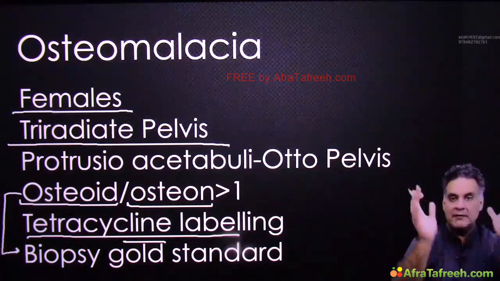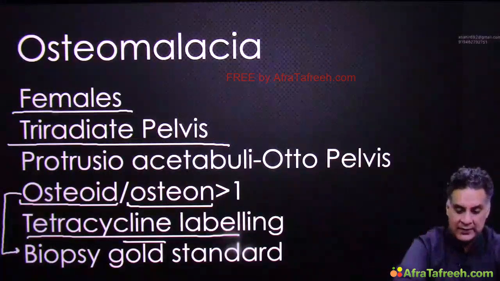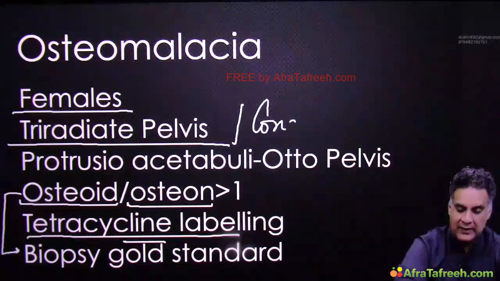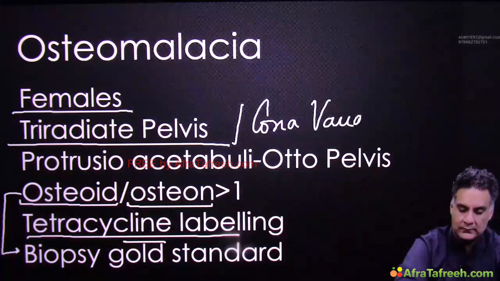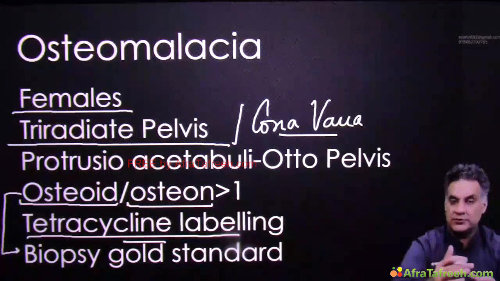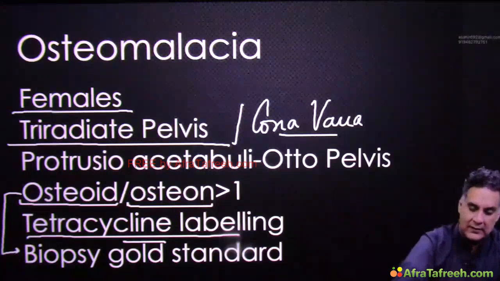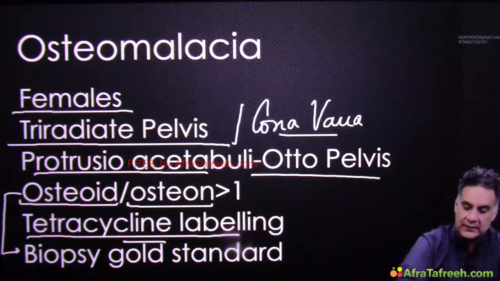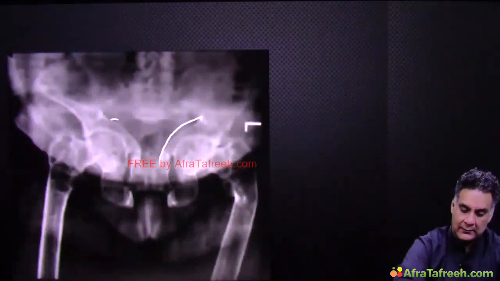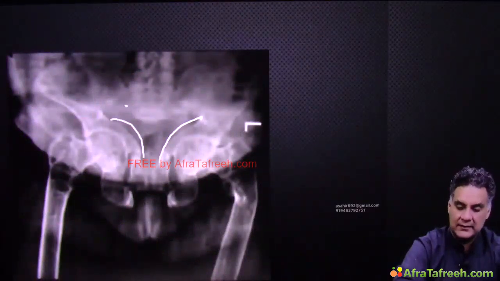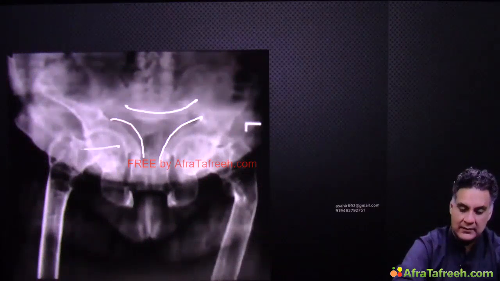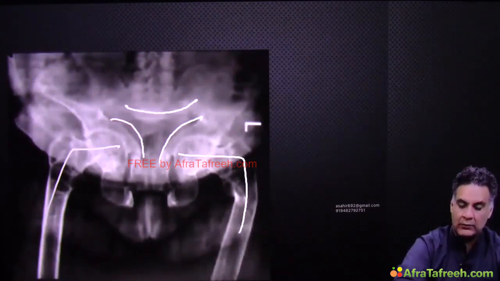Triradiate pelvis: the pelvic inlet appears like a triangular shape. There is coxa vara. The acetabulum is pushed inside because it's soft. When it's pushed in bilaterally, it's called autopelvis. That's how it looks. Protrusion of the acetabulum on both sides, triradiate pelvis, coxa vara, hollow bone.